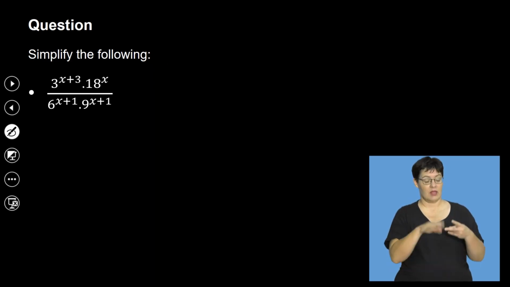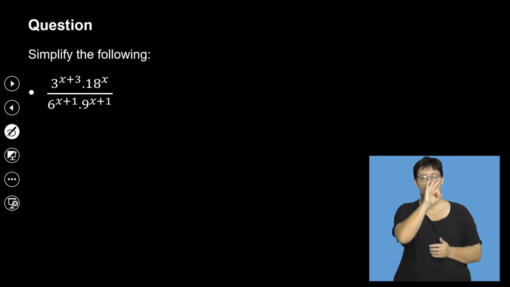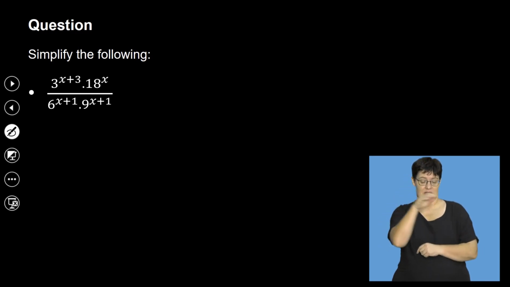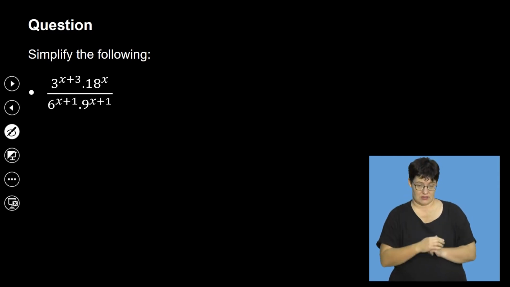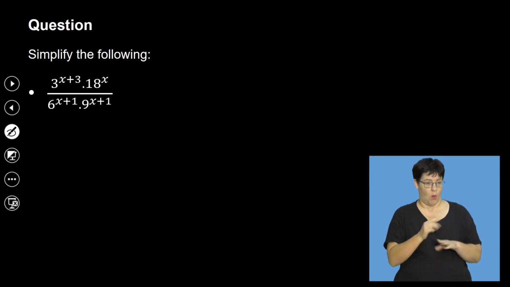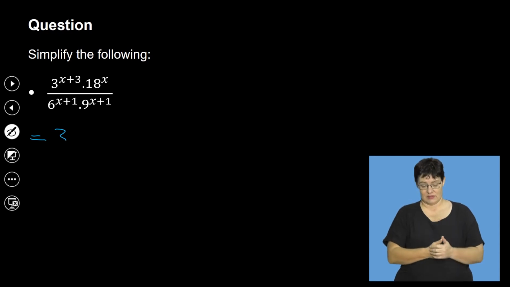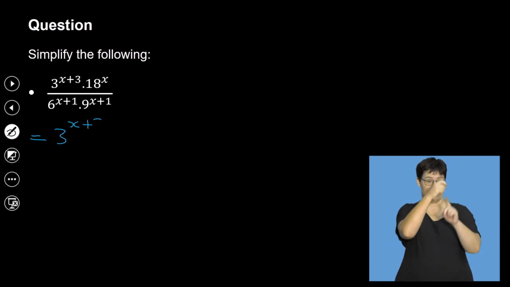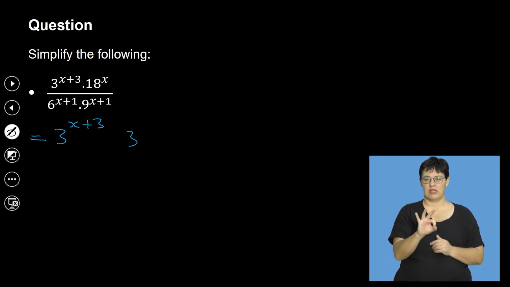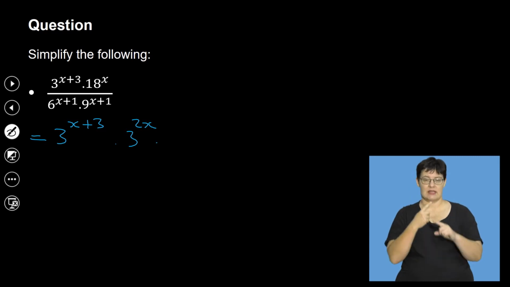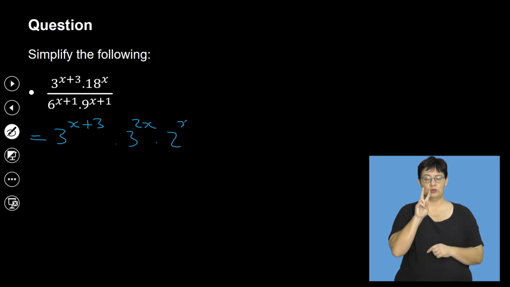Now the second example will therefore be 3 to the exponent of x plus 3 times 18 to the exponent of x, divided by 6 to the exponent of x plus 1 times 9 to the exponent of x plus 1. Same thing applies. You don't start multiplying your bases or anything like that. Instead, you go to your prime bases. So this will be 3 to the exponent of x plus 3 multiplied by, so this I'm just going to write as 3 to the exponent of 2x multiplied by 2 to the exponent of x, right?